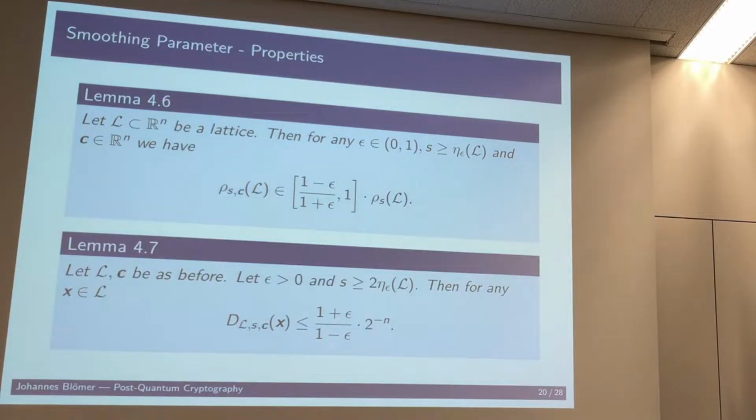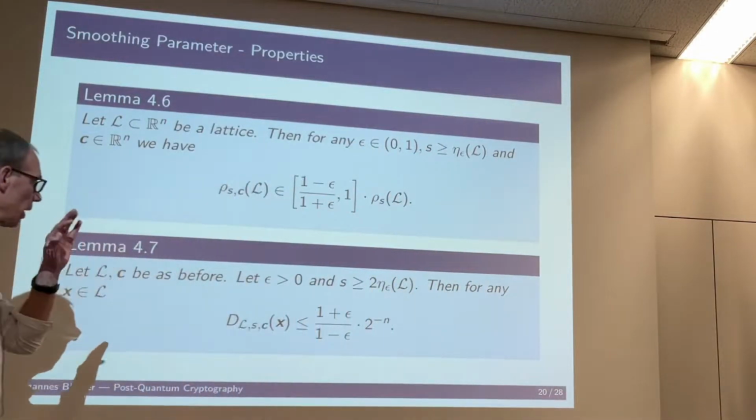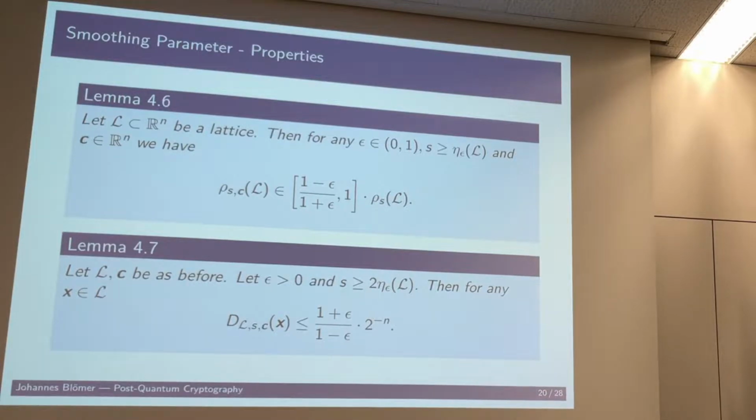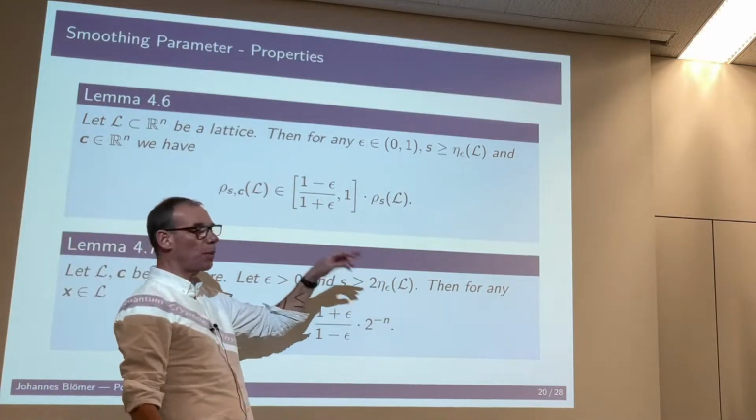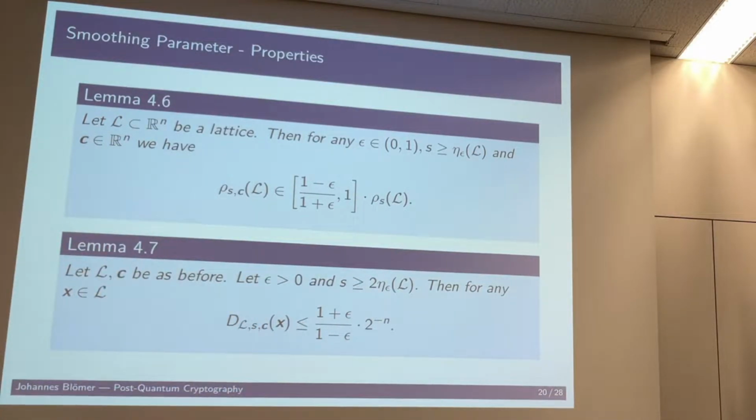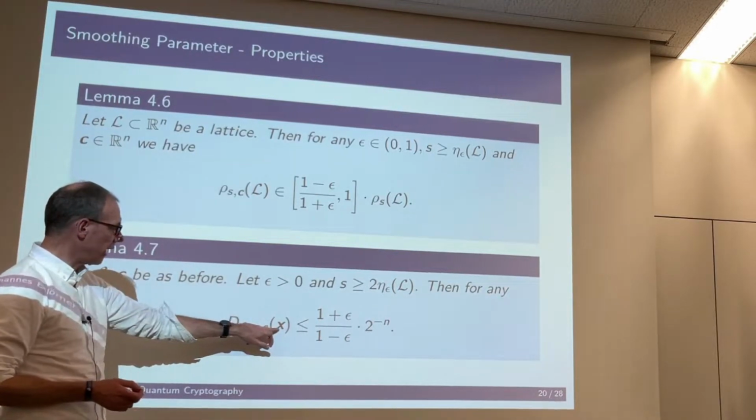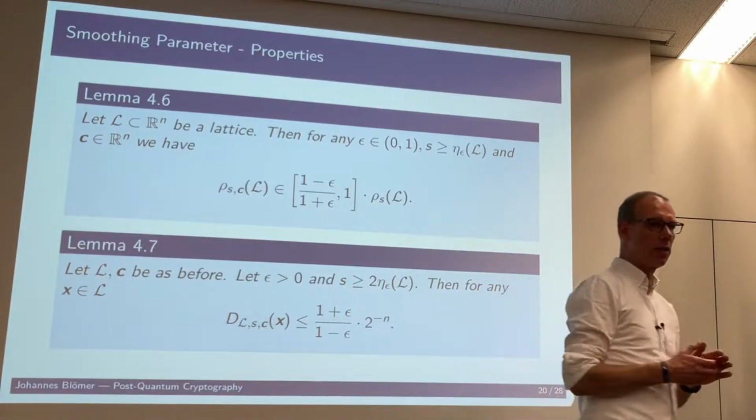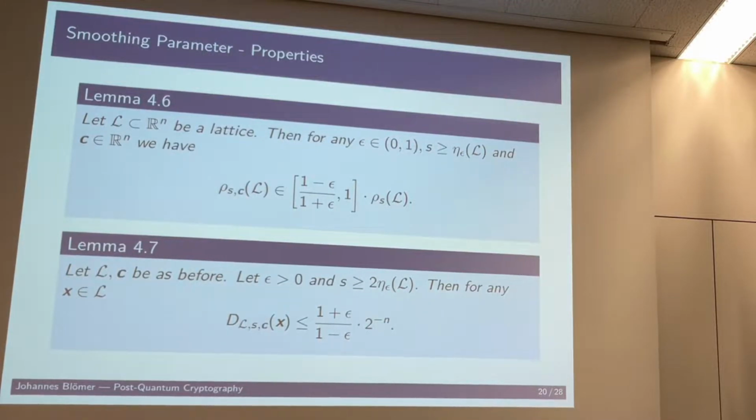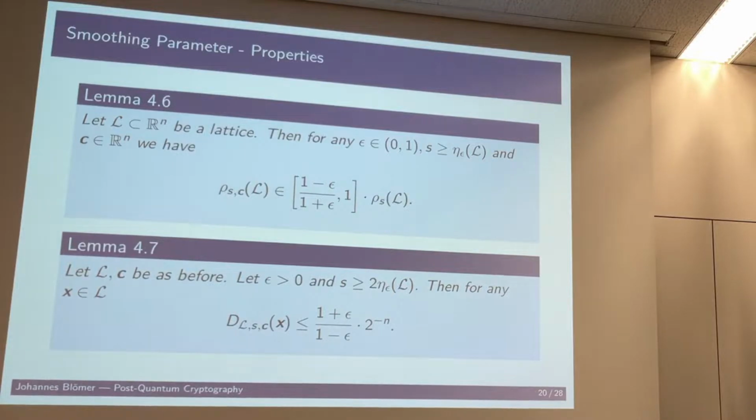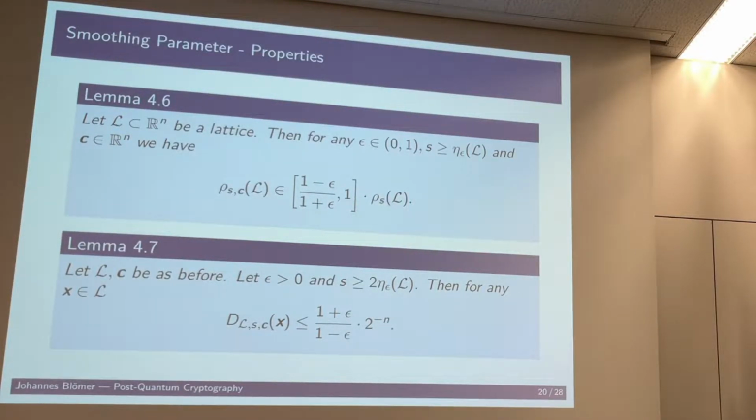Another thing that we have is this. I talked about this rho, but now I talk really about probabilities. That's why I go to D, S, comma C. And we have our lattice L and C as before. Now we just need that epsilon is larger than 0, but S needs to be at least twice the smoothing parameter for epsilon. Then for any x in L, if you pick a lattice point according to this distribution, the probability of getting x is roughly at most 2 to the minus n, up to this factor, and this time it's 1 plus epsilon divided by 1 minus epsilon. We want an upper bound, so this better be larger than 1. If it was smaller than 1, it would be even better, but here we have to give it a little bit more slack. So it's roughly 2 to the minus n.